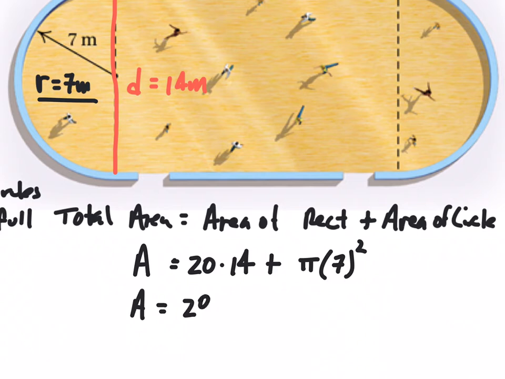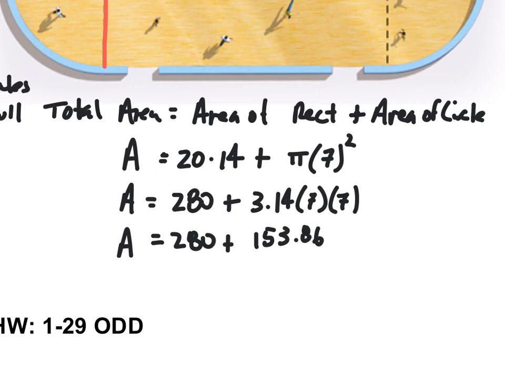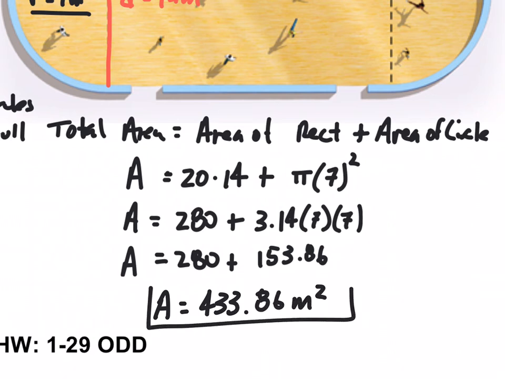All right, so I've got 280, plus 3.14 times 7 times 7, all right? So if I do 7 times 7 times 3.14, that's going to give me 153.86, and then we're going to add that to 280 square meters. And so that's what we've got. So now, if I add that to 280, this gives us a total area of 433.86 meters squared. Okay, so that's our total area.